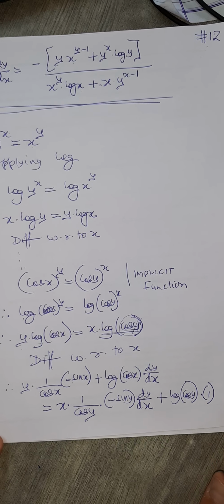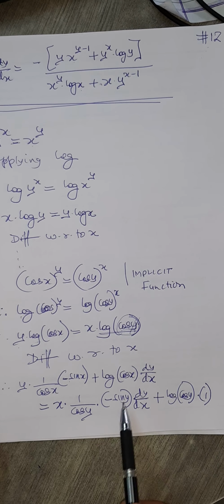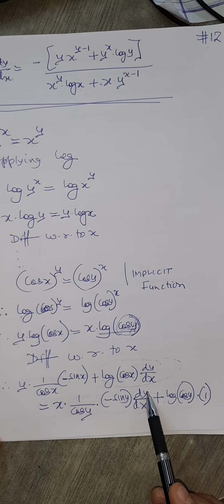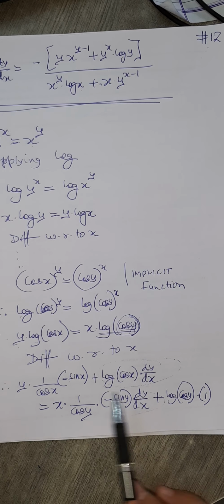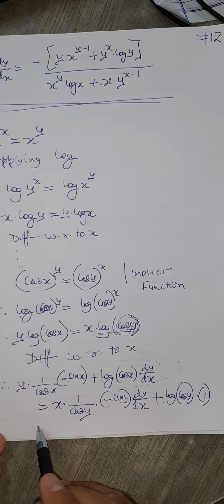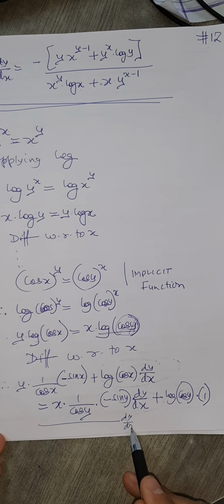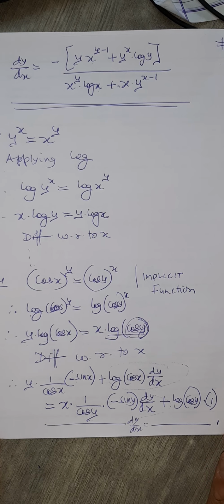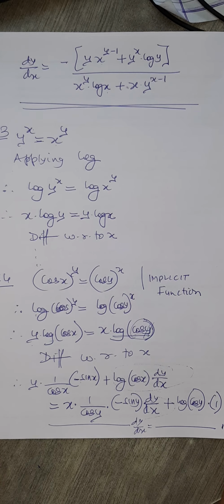So I did the differentiation for you. Now this term and this term are having dy by dx. You take these two terms on one side, the remaining terms on the other side, and get the dy by dx. Right? That much you can do. I leave it for you, remember.